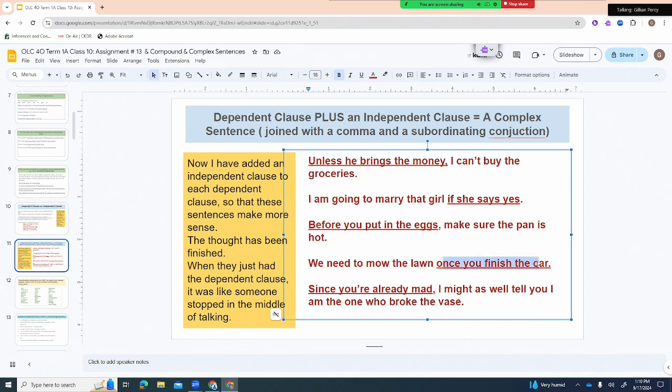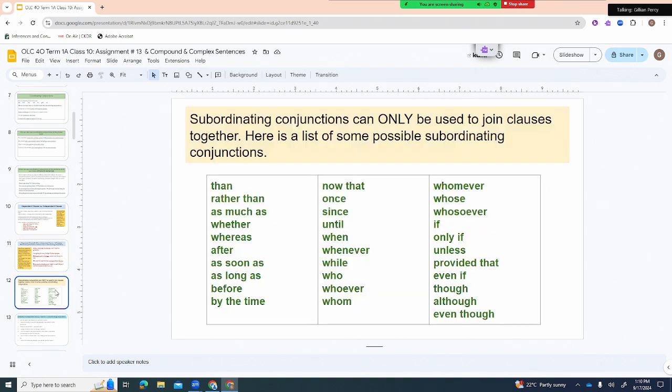It's the second phrase that makes it a complex sentence. Since you're already mad, comma, I might as well tell you I am the one who broke the vase. And again, if I said I might as well tell you I am the one who broke the vase, since you're already mad, I wouldn't need a comma there because it makes sense in terms of the flow of the sentence.